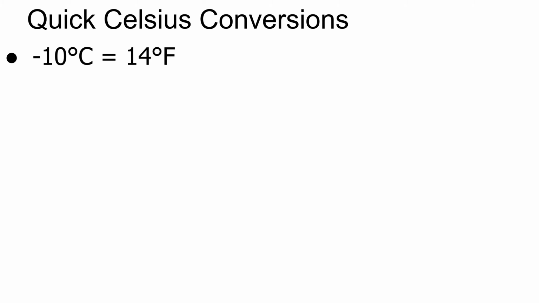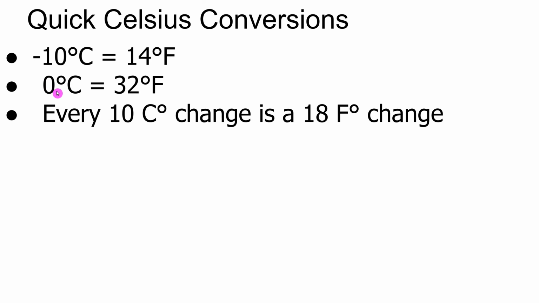Here's what I'm talking about with the tens. I would probably print this out, copy it down, do whatever you need to do. Negative 10 degrees Celsius equals 14 Fahrenheit. 0 degrees Celsius equals 32 degrees Fahrenheit. You should just memorize that. As we go up by 10 degrees, because 10 Celsius degrees equal 18 Fahrenheit degrees, every time we go up by 10 over here, we're going to go up by 18.